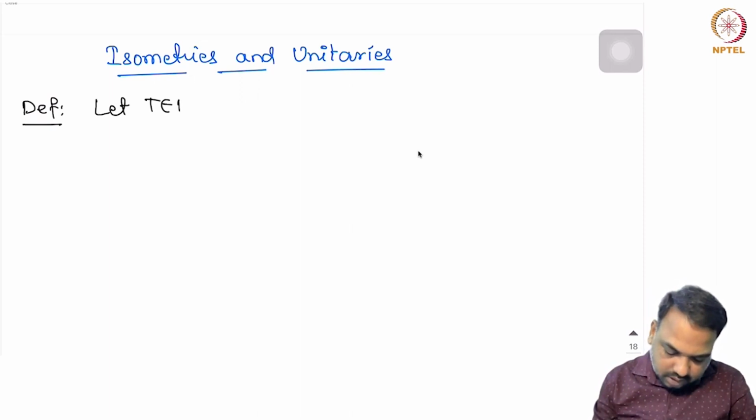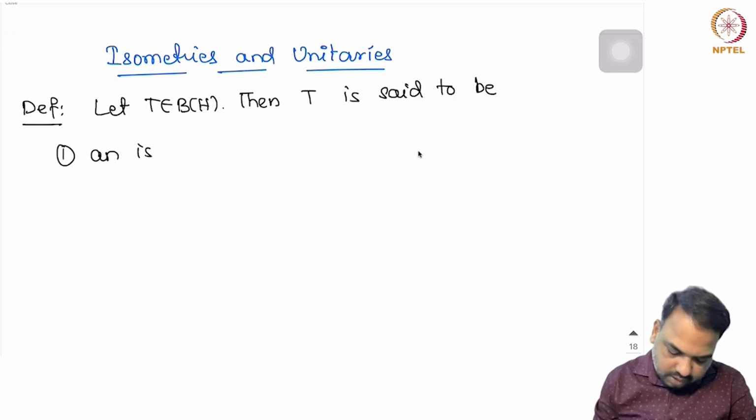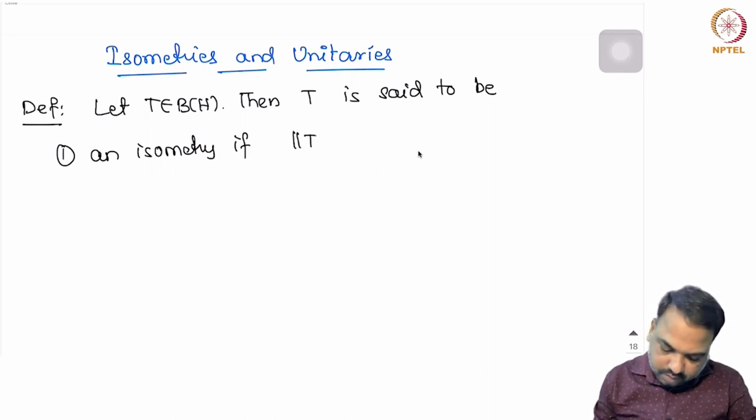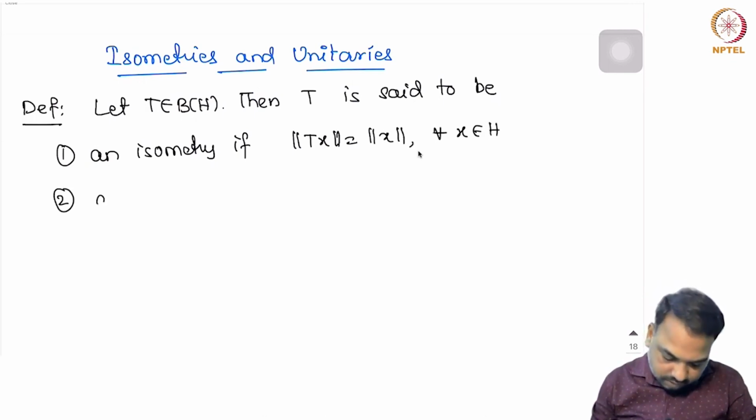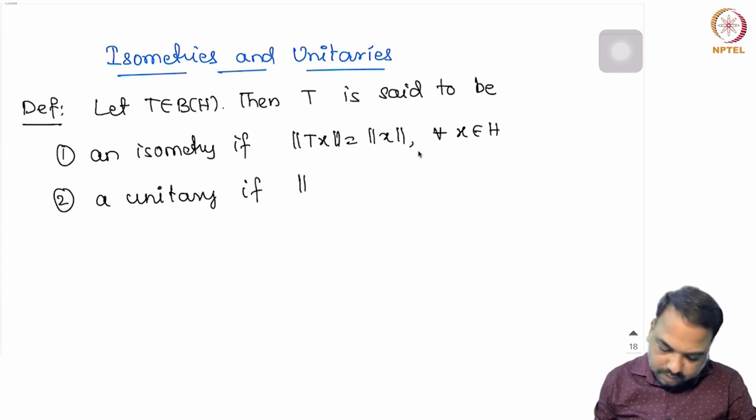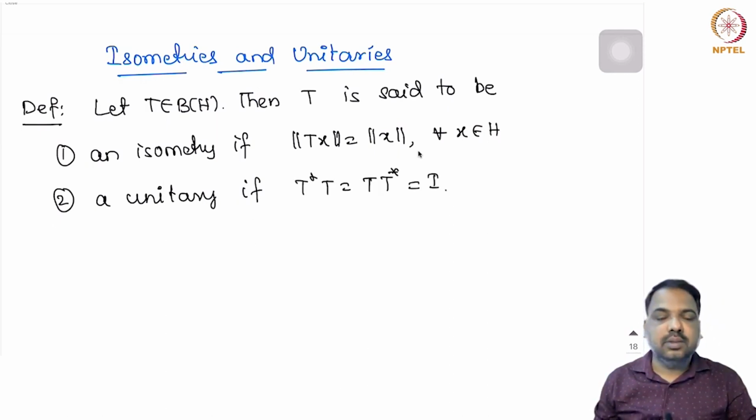Let T be a bounded operator on H. Then T is said to be an isometry if norm Tx equals norm x for every x in H. It is said to be a unitary if T star T equals T T star, that is, the identity on the Hilbert space H.